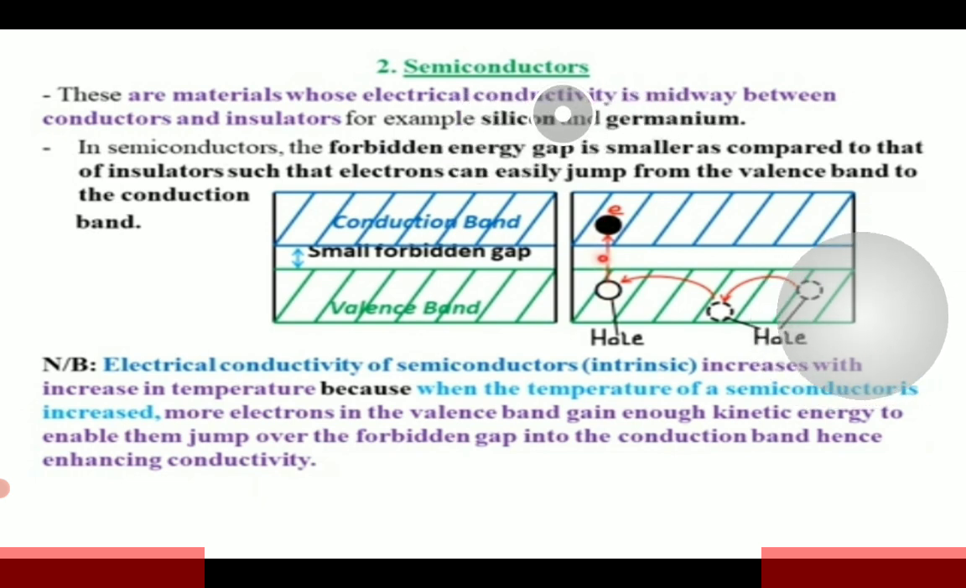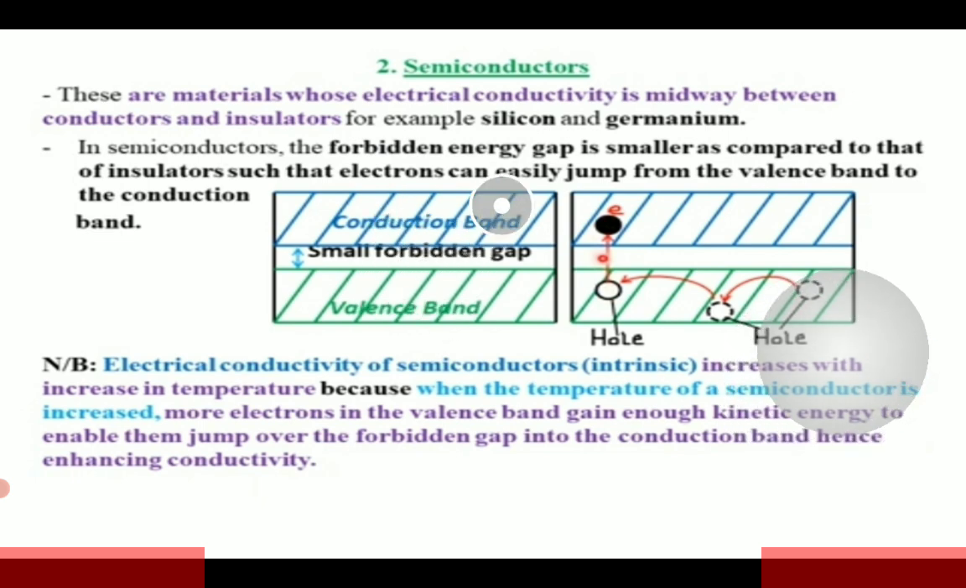All right, so both of them are semiconductors. Now, in semiconductors, this forbidden gap is smaller compared to insulators. We said that in insulators, the forbidden gap is just very wide, which is why insulators don't conduct electricity. But in semiconductors, the forbidden gap is smaller compared to that of insulators. So because the forbidden gap is smaller, electrons can easily jump from the valence band to the conduction band.